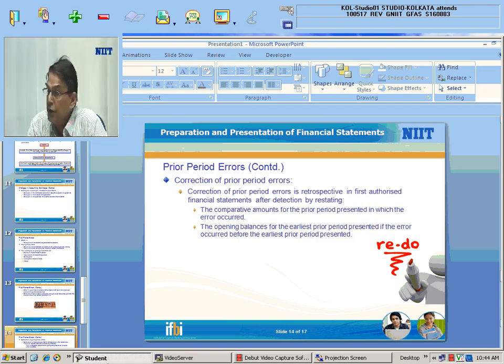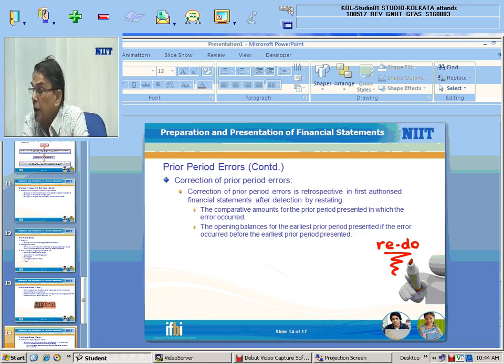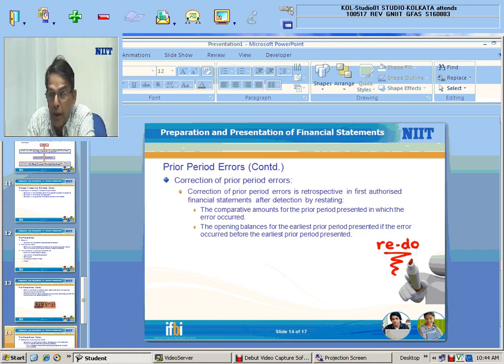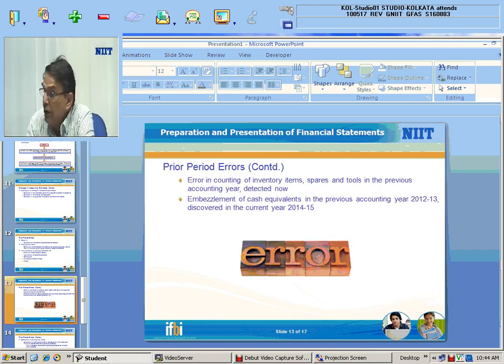In the first authorized financial statement which comes out after detection of the prior period errors, we have to restate the comparative amounts for the prior period presented in which the error occurred, and the opening balance for the earliest prior period presented if the error occurred before the earliest prior period presented. So say the error occurred earlier, like in the earlier example, embezzlement of cash equivalent in the previous accounting year 2012-13, discovered in the current year 2014-15.